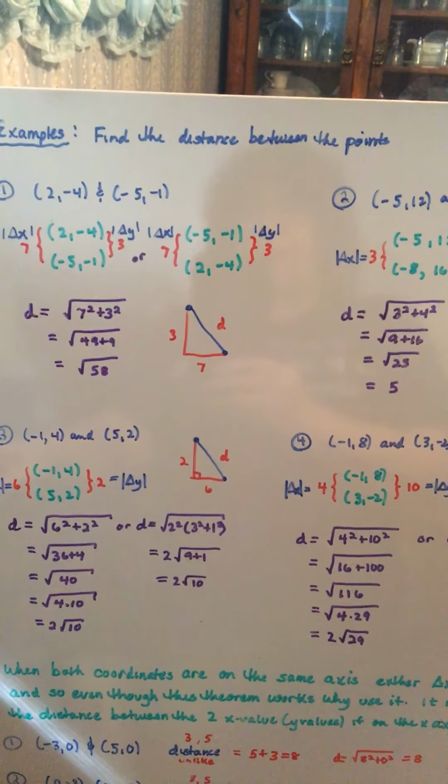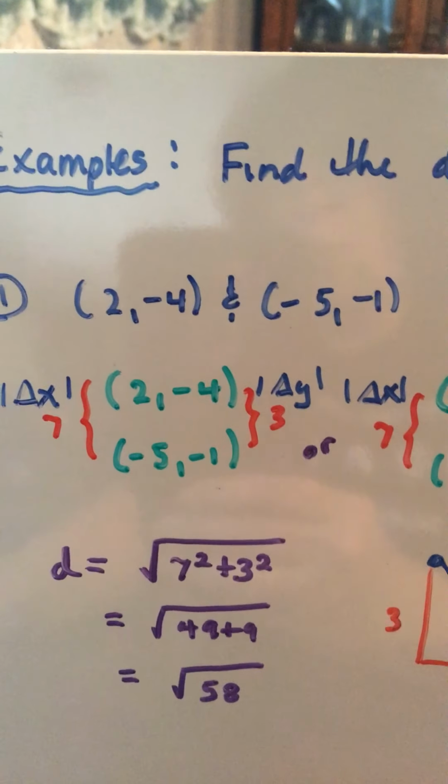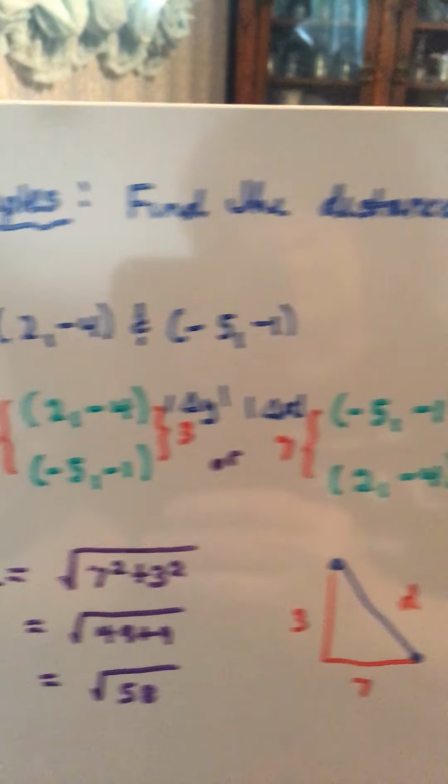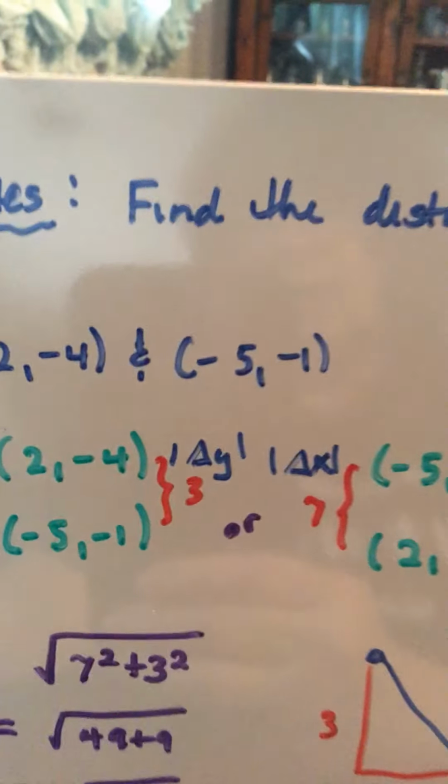Now, I want you to find the distance between 2 points. I usually write one ordered pair on top of the other. Doesn't matter which way you do it. This is the only one I'll do both ways.